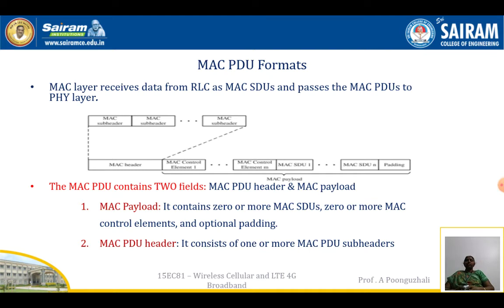So your MAC layer is going to receive the data from your RLC, so we call it MAC SDUs. And when the data goes out from your MAC layer to your physical layer, we call it MAC PDUs. Here the MAC PDU is going to consist of two fields. One is your MAC PDU header field, and the other is your MAC payload. Your MAC payload is going to contain 0 or more SDUs, control elements and optional padding bits.